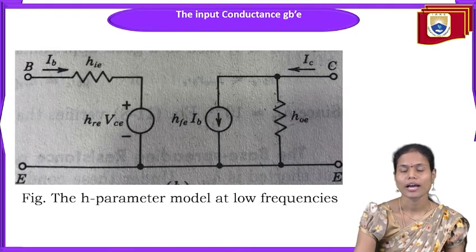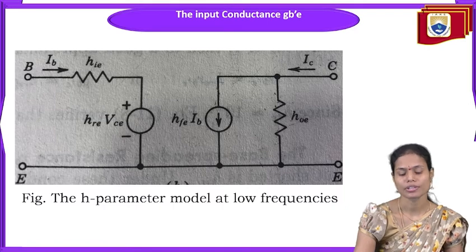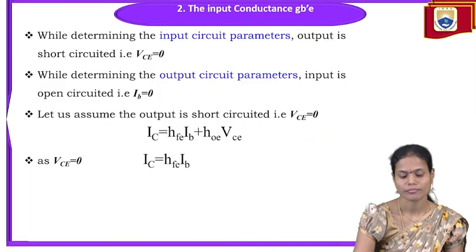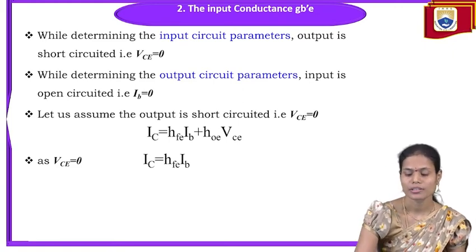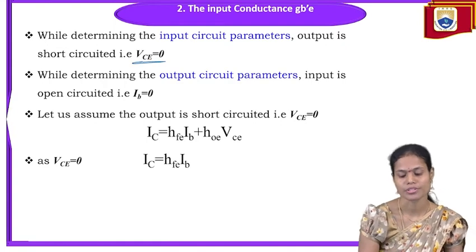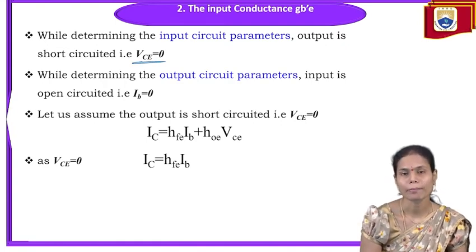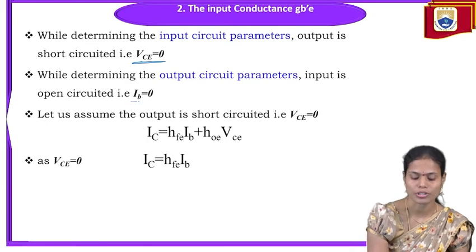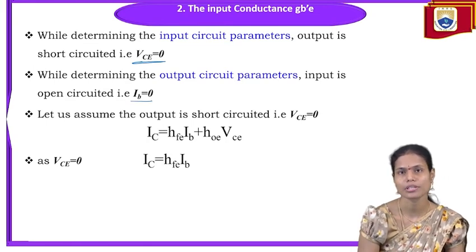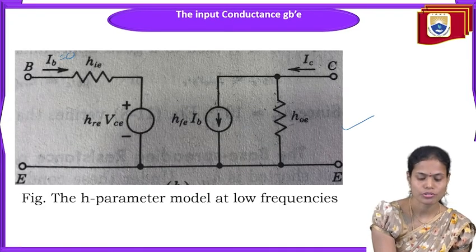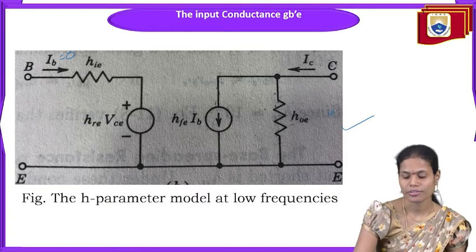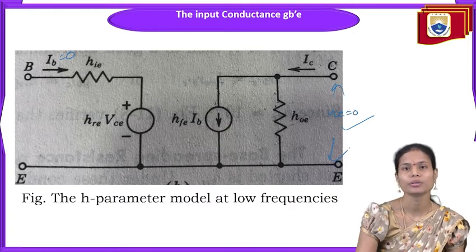Along with that, I am also considering the hybrid equivalent circuit at low frequencies. This one we discussed in the second slide. While determining the input circuit parameters, the output terminal should be short circuited, so that's why the output voltage VC is 0. And while determining the output parameters, the input terminal should be open circuited, which means IB equal to 0. So here IB equals 0 while calculating the output parameters and VC equals 0 while calculating the input parameters.